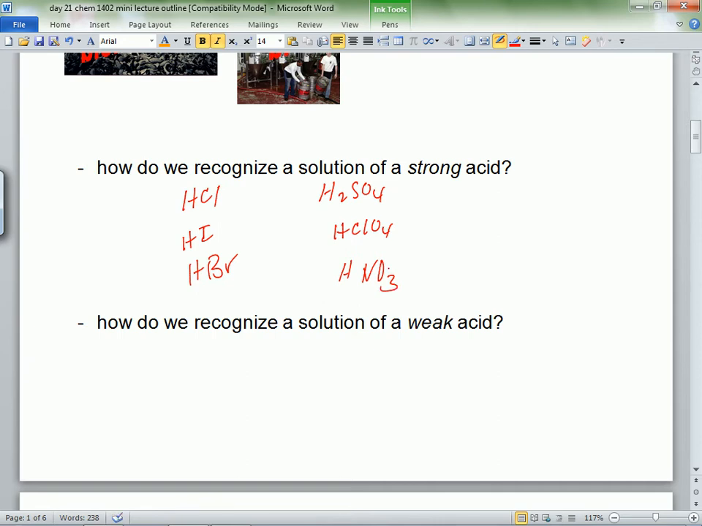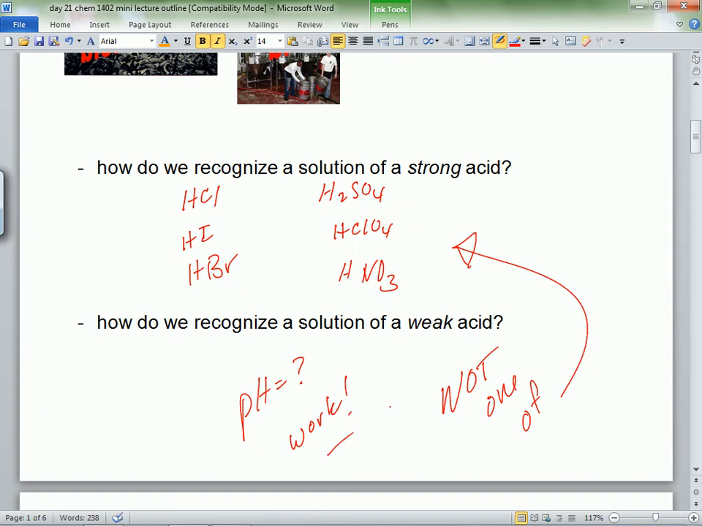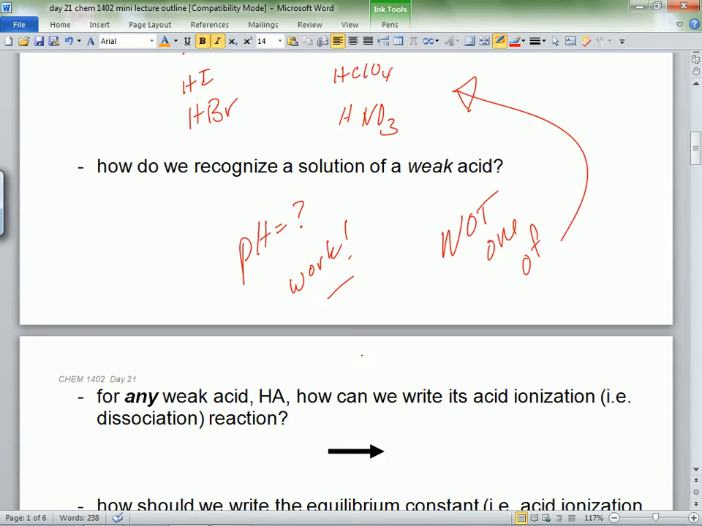How do you know if a solution is a weak acid? It's not one of those. Right? Exactly. It's not one of those. And then if I ask you for the pH of a weak acid solution, oh, it's going to be some work. Okay, that's where the job security is going to come in.